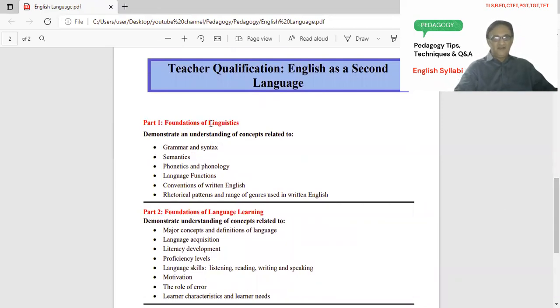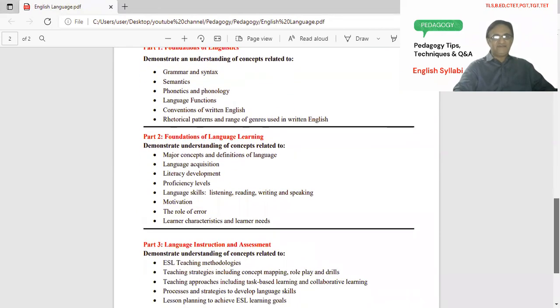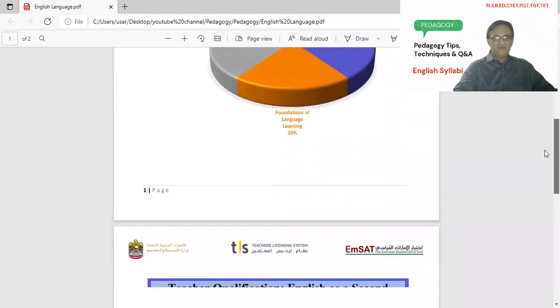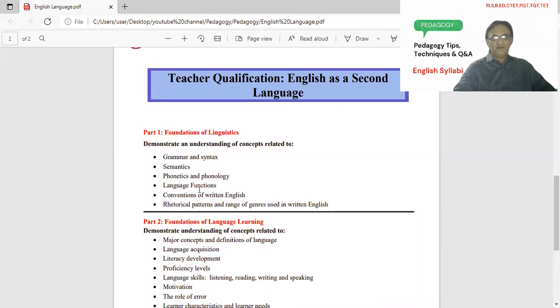Foundation of the language, linguistics: demonstrate an understanding of the concepts related to what? Grammar and syntax, semiotics, phonetics and phonology, language and language functions, conventions of written English, rhetorical patterns and the range of genres used in written English. So this first part, the foundation of linguistics, is 40%. You have to spend more time on part one, the foundation of linguistics.